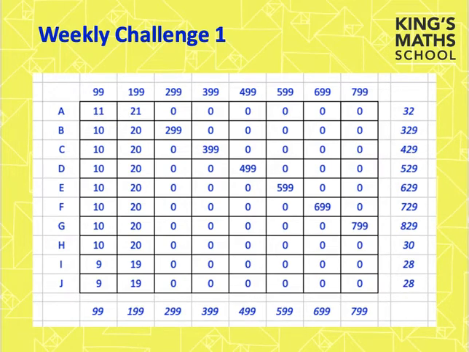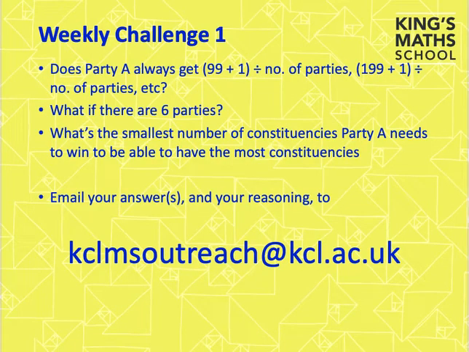So the questions I'm thinking about are, is it true that party A always gets 99 plus 1 divided by the number of parties in the first column, 199 plus 1 divided by the number of parties in the second column, etc.? I've seen that in those cases so far. Now that can't be true, because if there are 6 parties, 100 doesn't divide by 6. If there are 7 parties, 100 doesn't divide by 7 to give a whole number. So what happens in those situations?